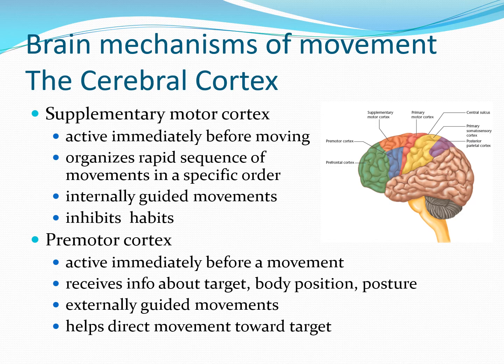Both of those areas are active immediately before making a movement as part of that planning of the movement and processing the movement to send that information to the primary motor cortex to then send to the area of the spinal cord or the brainstem. The supplementary motor cortex, sometimes referred to as SMA for supplementary motor area, organizes rapid sequences of movements in a specific order, and it is involved with these internally guided movements.